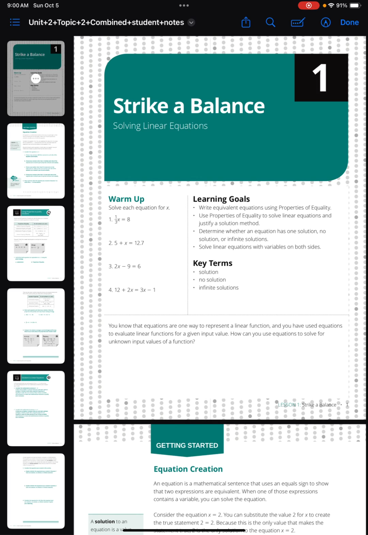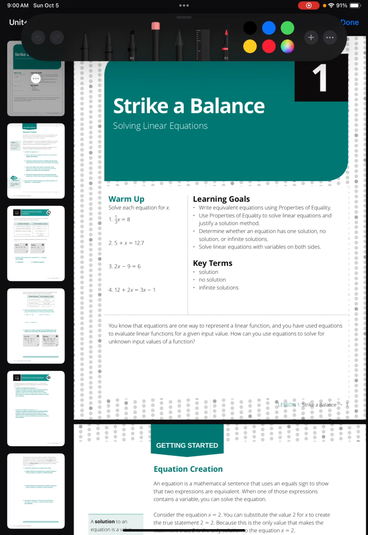All right, beginning our unit here on solving linear equations. First lesson we're looking at here, starting with our warm-up. We got a few equations to solve.